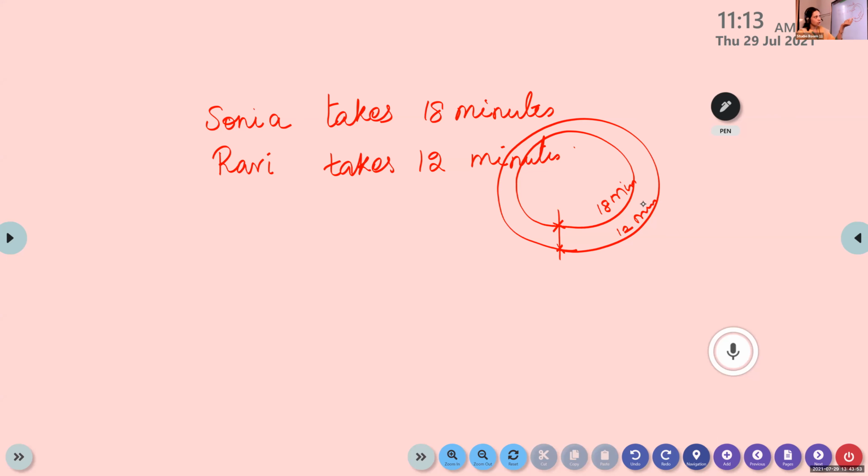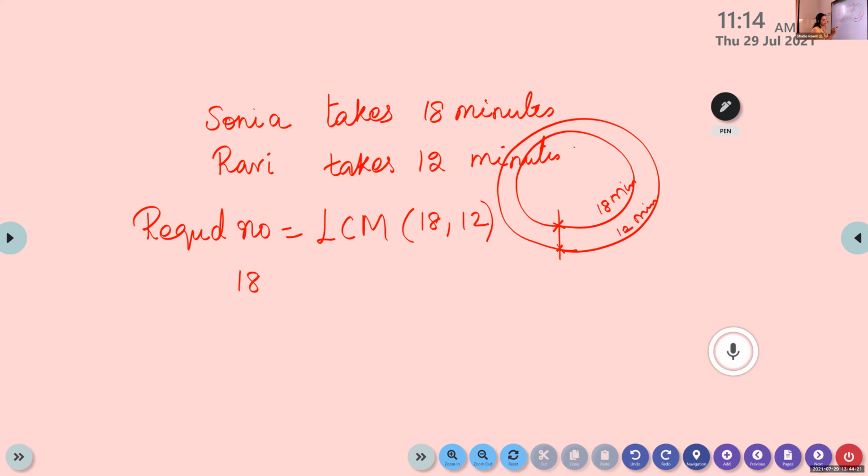Okay, it is not possible for them to meet at a time less than 18 or less than 12. We want a number which is greater than these two. That means what you have to find? We want to find the LCM. So the required number is equal to the LCM of 18 and 12.